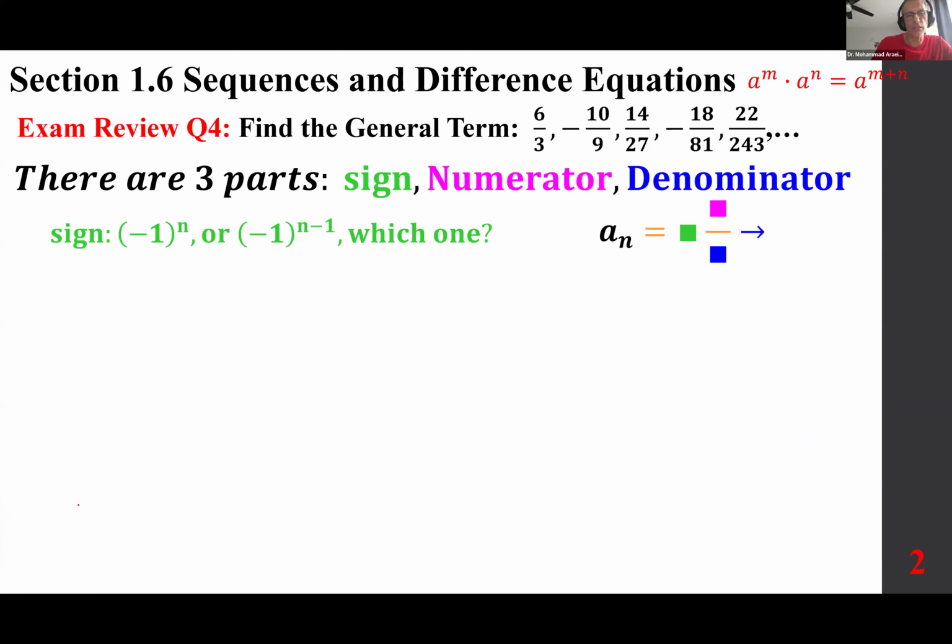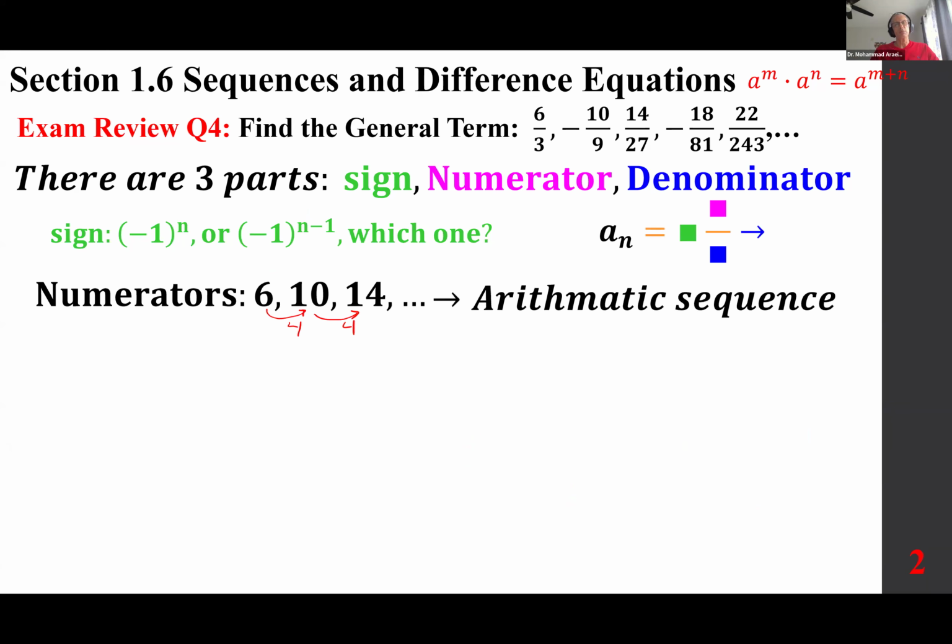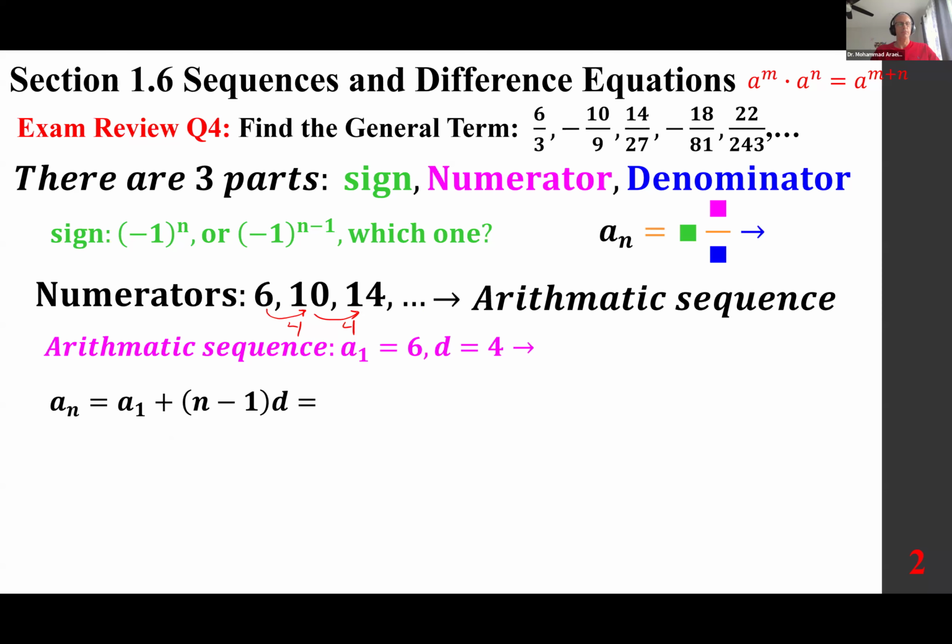The next one, we're going to write the numerators, and we notice we need to add a constant, a distance, a difference, which is fixed at 4. That means we are dealing with the arithmetic sequence. The first term is 6, and the distance, or d, equals 4. So a sub n is a sub 1 plus n minus 1 times d.